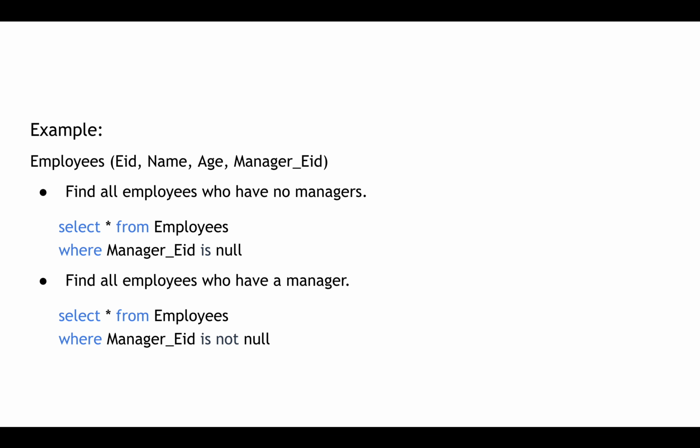For the other situation, mostly in a query, we only consider the relationship inside the table, like find all employees who have no managers. It's easy to figure out that we could use select from employees where manager EID is null, or in the opposite situation, find all employees who have a manager. We could use select from employees where manager ID is not null.